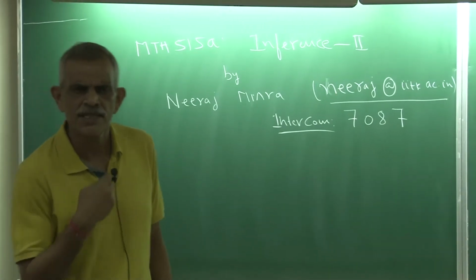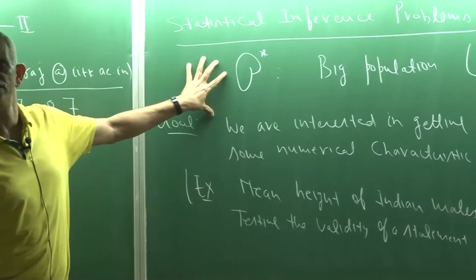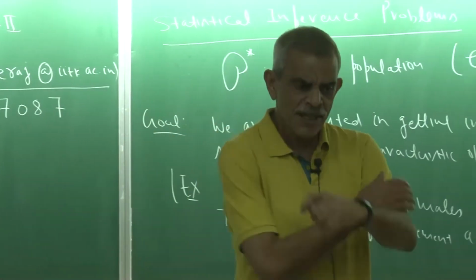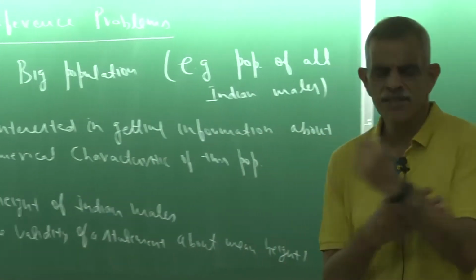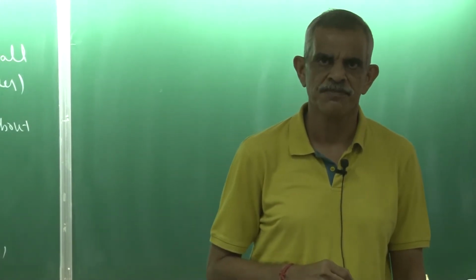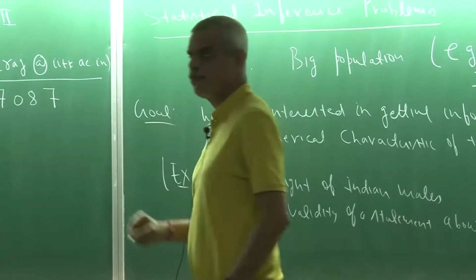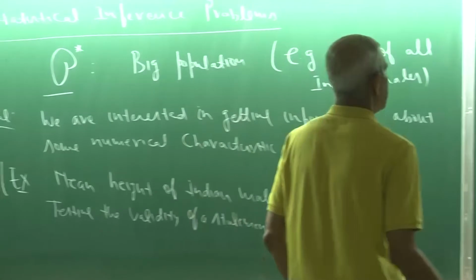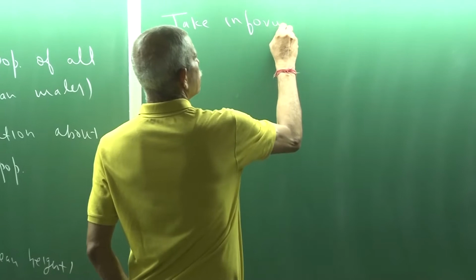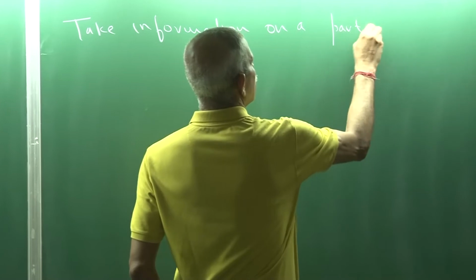Now, in statistics, the usual problem is that you are not able to get information on each and every individual of this population because the population is too big. It may not be either economically or practically possible to take observations on each and every individual of the population. So, what you do is you take information on a part of the population.